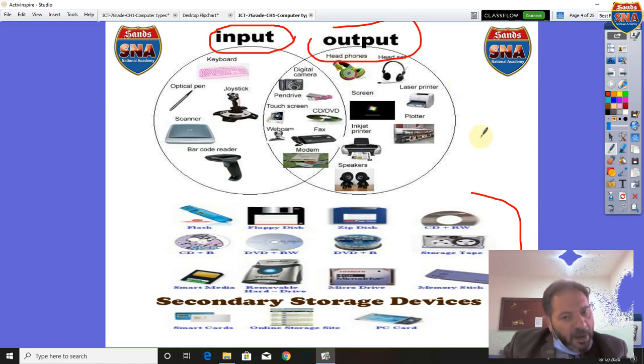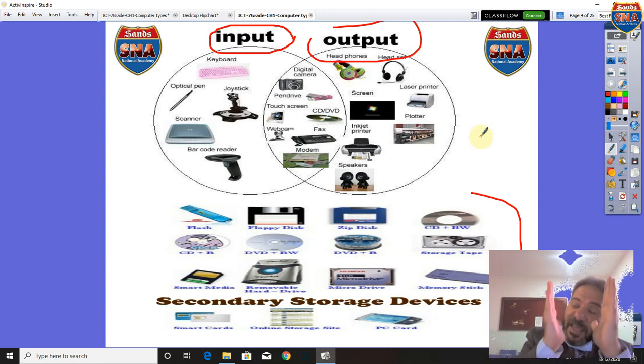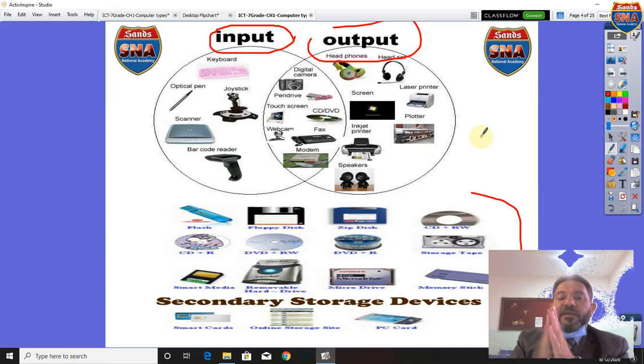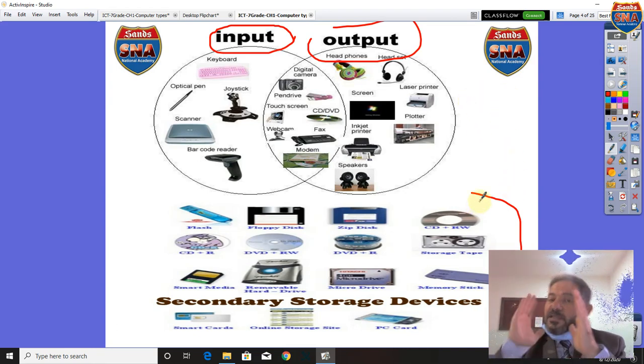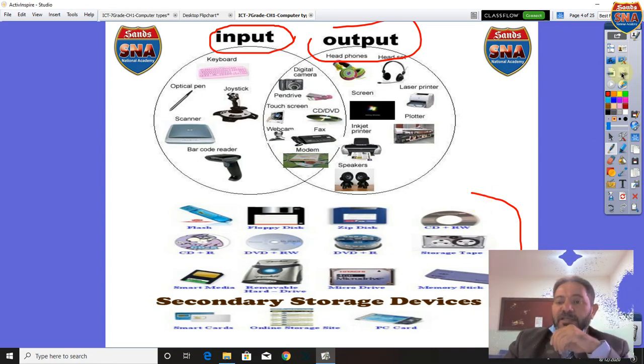It is all hardware, but it is not internal, it's external hardware. Just remember that very well. Everything that should be connected directly to the motherboard and inside the case is internal. Anything outside the computer case is external hardware. Okay, guys? Just remember that very well.